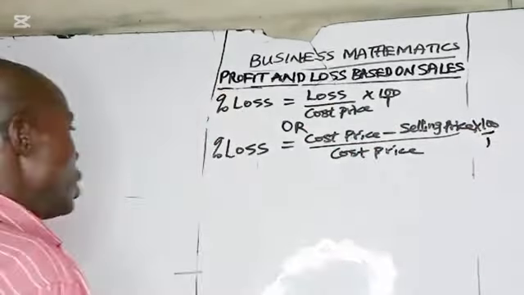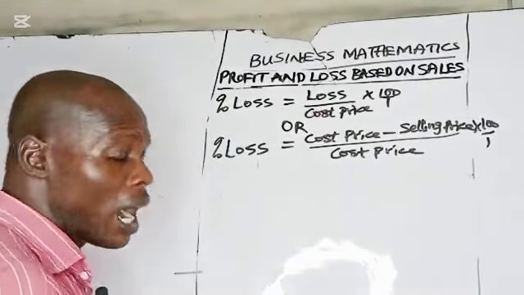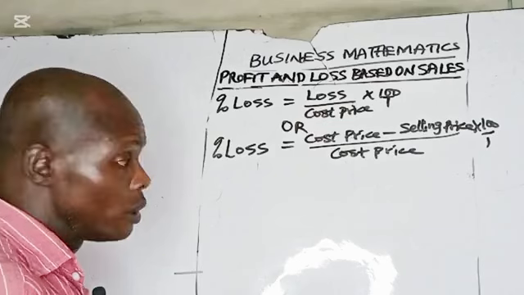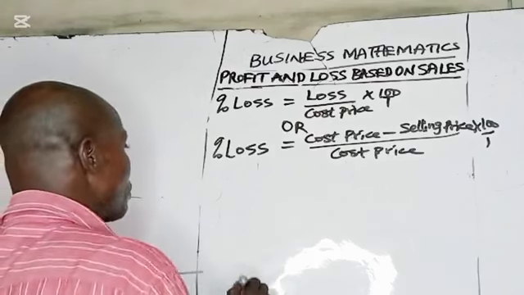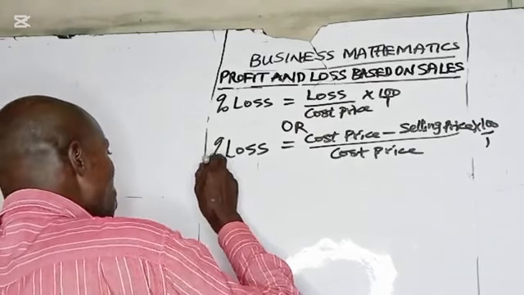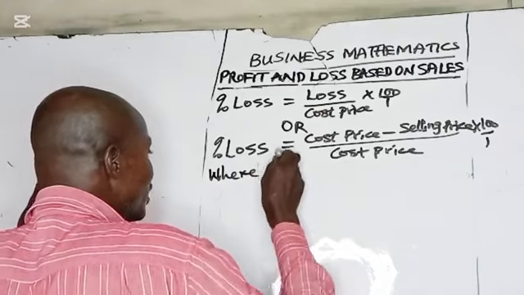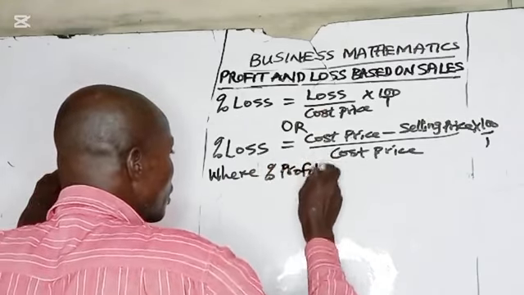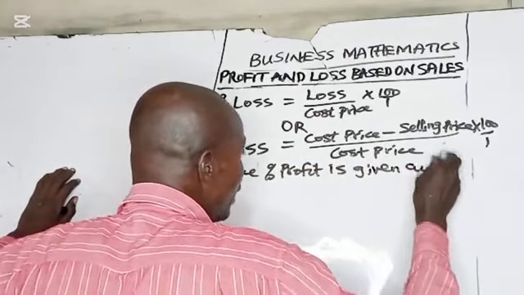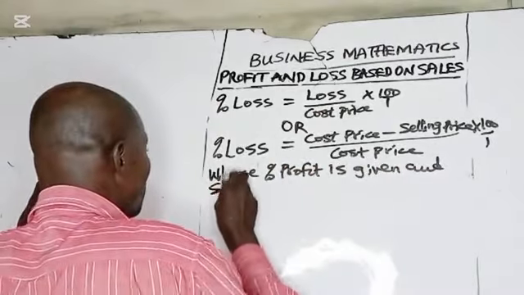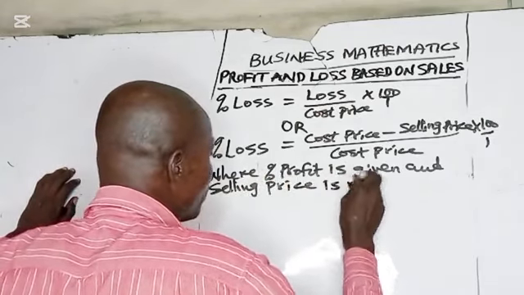In some cases, the question might give you the cost price and the profit in percentage, and you may be asked to find the selling price. Where percentage profit is given, and selling price is required.